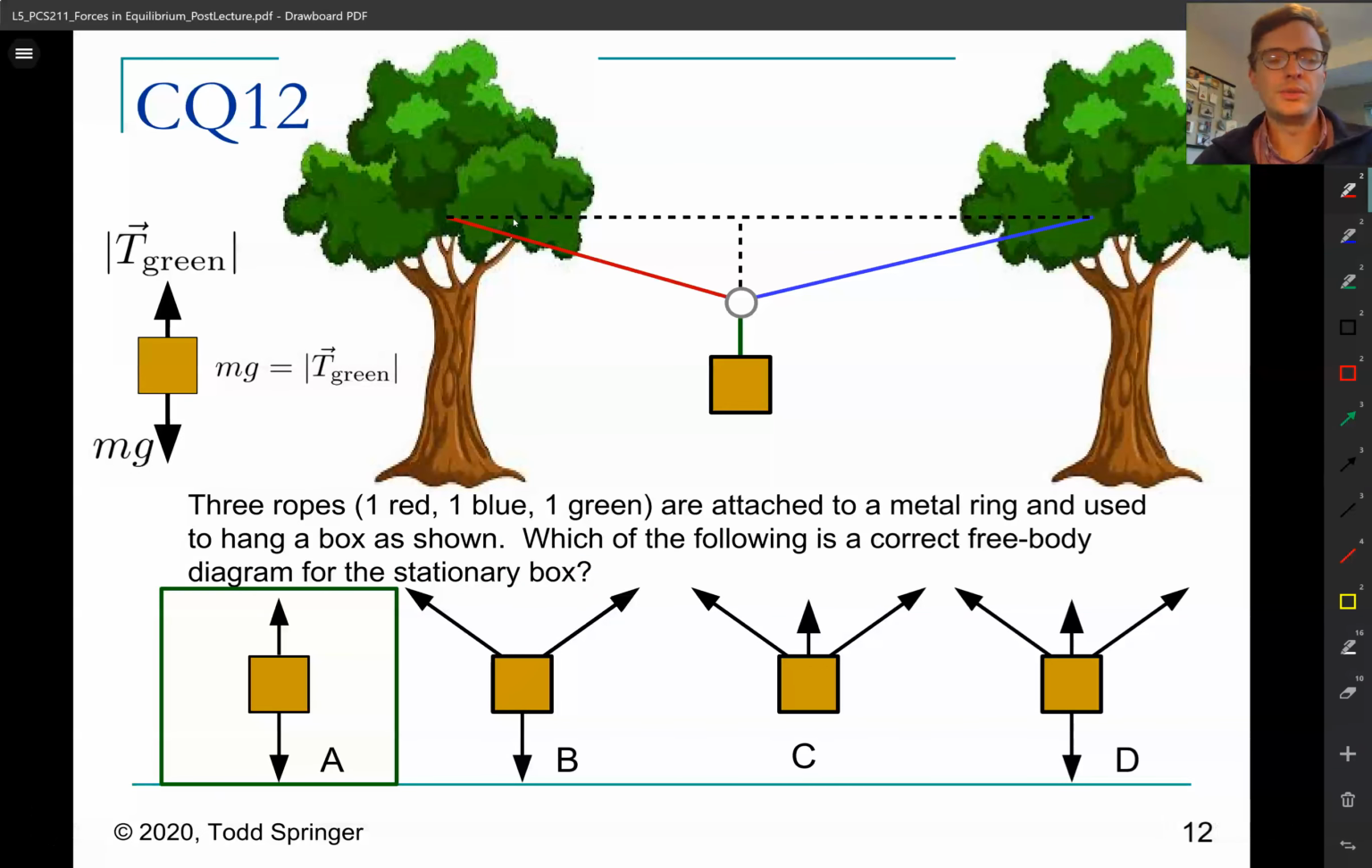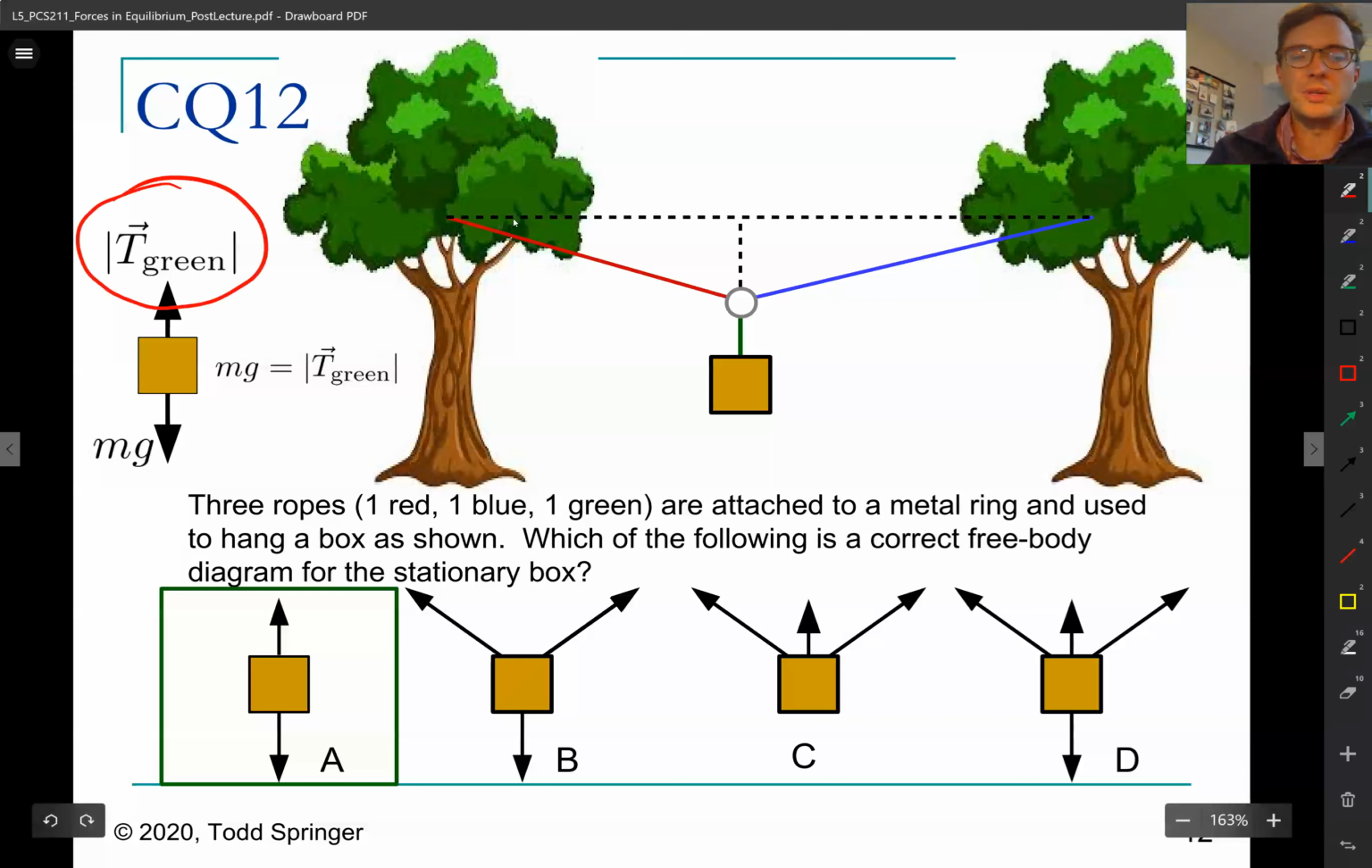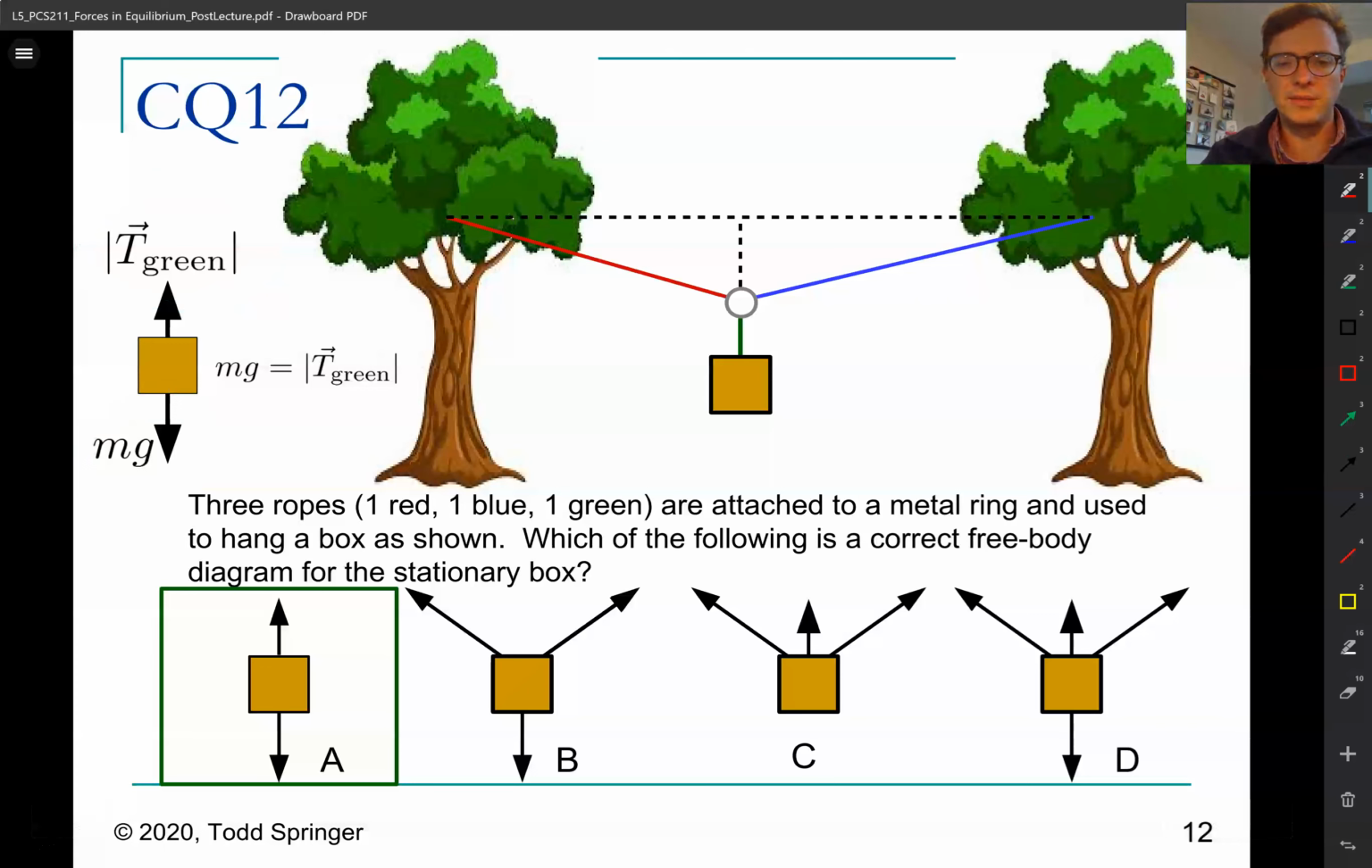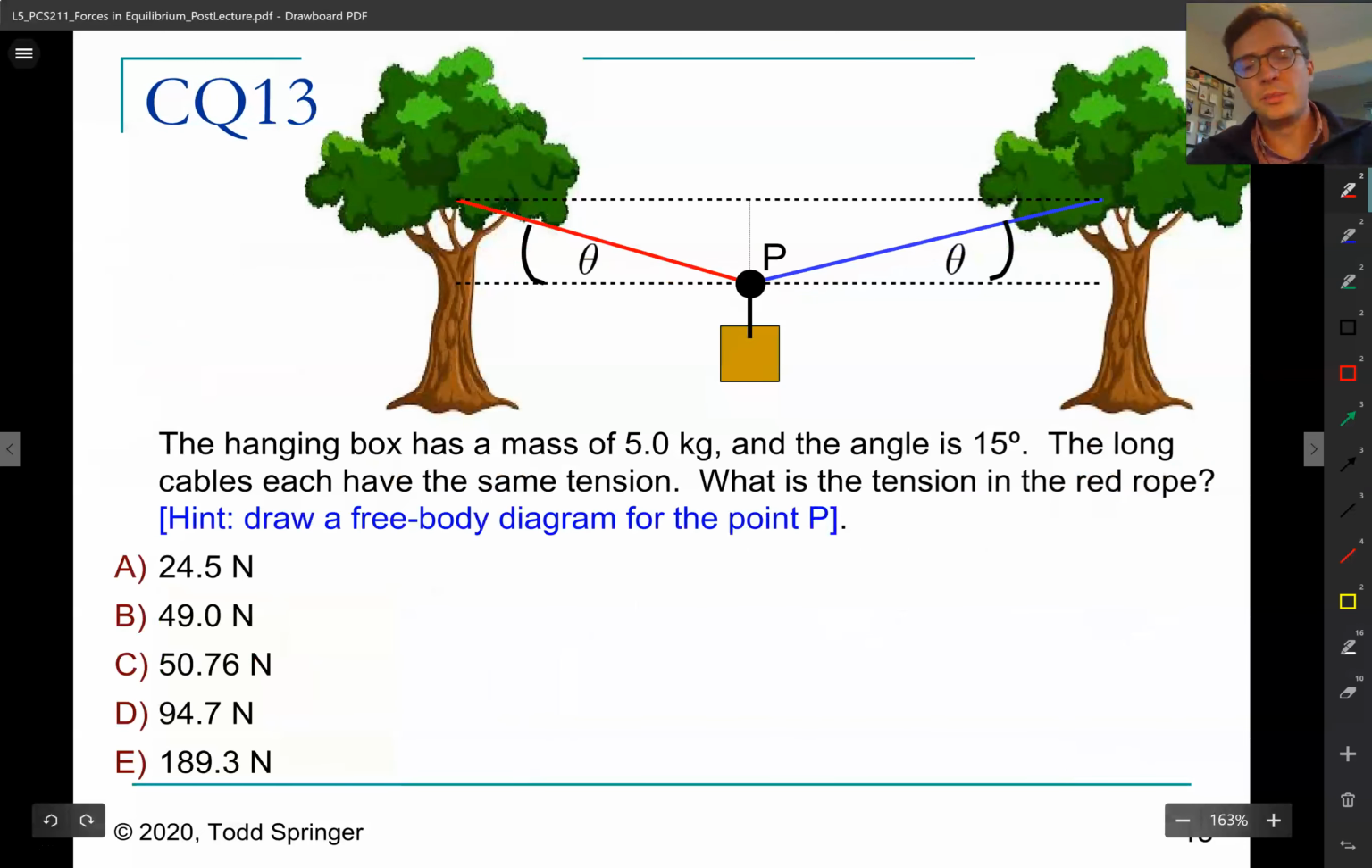Now if I use the conditions of equilibrium on that box, it means that the upward tension force from the green rope must be equal to the downward force of gravity, mg. So that means that the tension force will be equal to the weight of the box, which is hopefully not surprising if the box is in equilibrium. A little bit harder one with numbers. Now suppose I give you the mass of the box and the angle is 15 degrees. The long cables have the same tension. What is the tension in the red rope? So as a hint, draw a free body diagram for the point P.